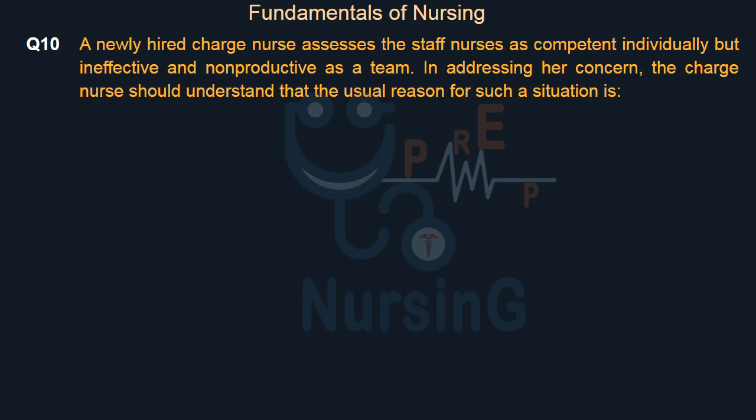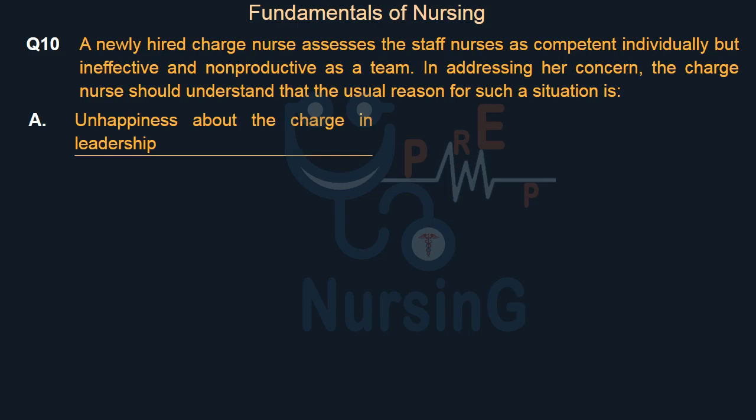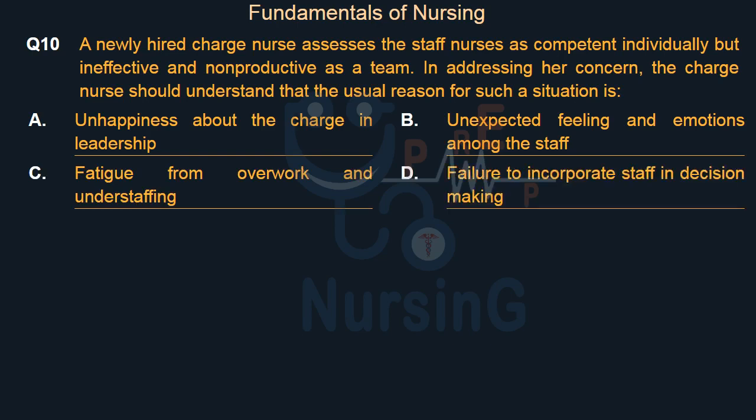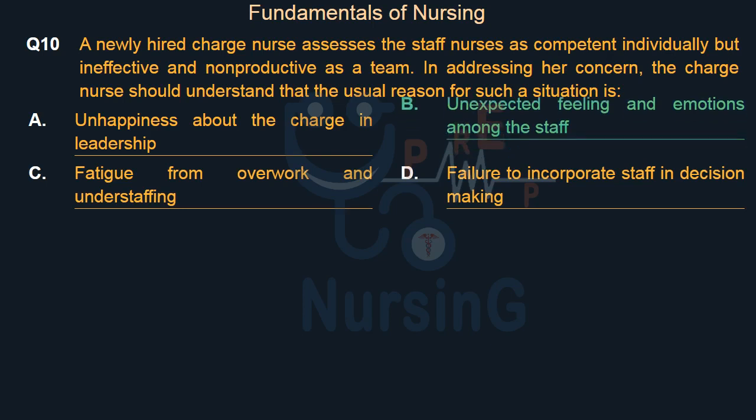A newly hired charge nurse assesses the staff nurses as competent individually but ineffective and non-productive as a team. In addressing her concern, the charge nurse should understand that the usual reason for such a situation is: Option A. Unhappiness about the change in leadership. Option B. Unexpected feelings and emotions among the staff. Option C. Fatigue from overwork and understaffing. Option D. Failure to incorporate staff in decision-making. Right answer is Option B.